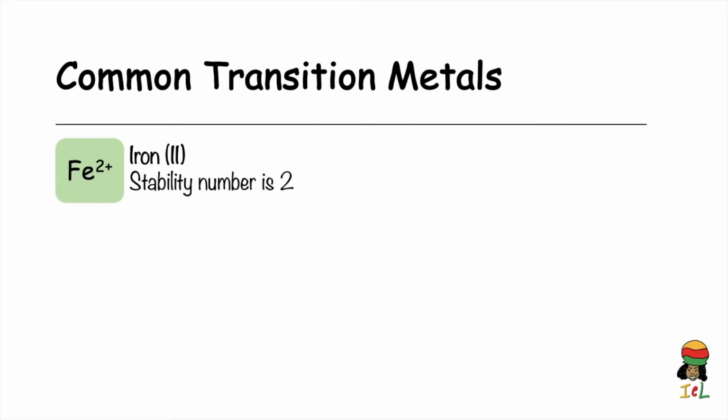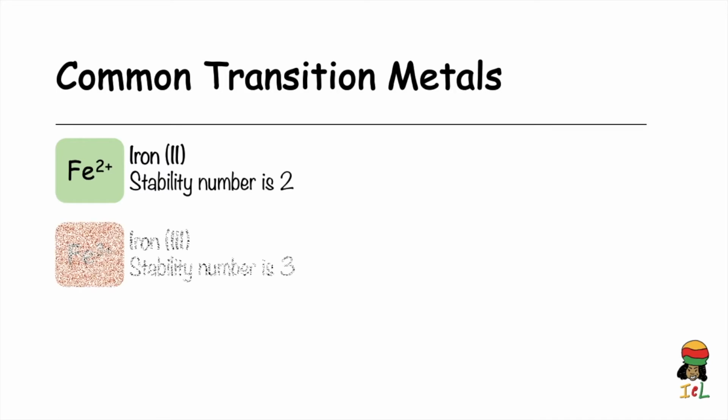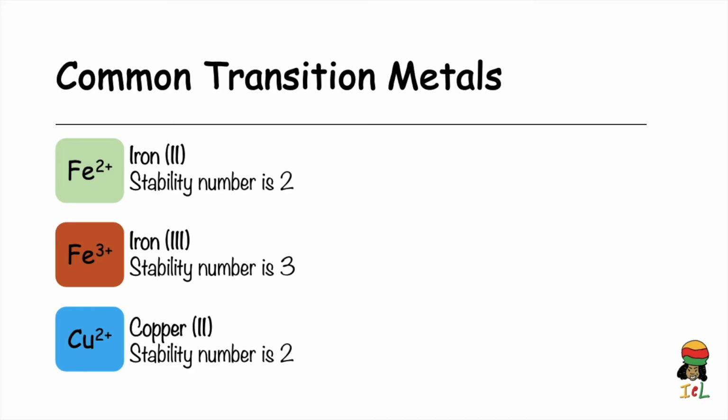Iron is also unique in that it can bond to become stable by losing 3 electrons, forming the metal ion called iron 3, symbol Fe3+. Therefore, the stability number is 3. When copper bonds, it loses 2 electrons to form the stable metal ion called copper 2, Cu2+. The resulting stability number is 2. Zinc loses 2 electrons to form the stable metal ion Zn2+, hence the stability number is 2.